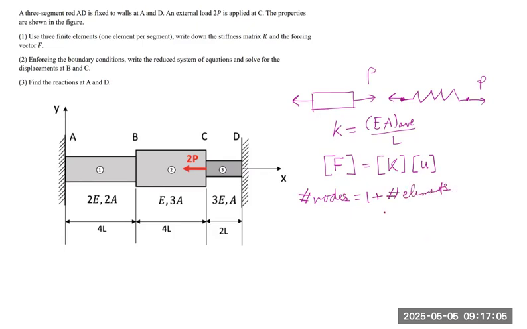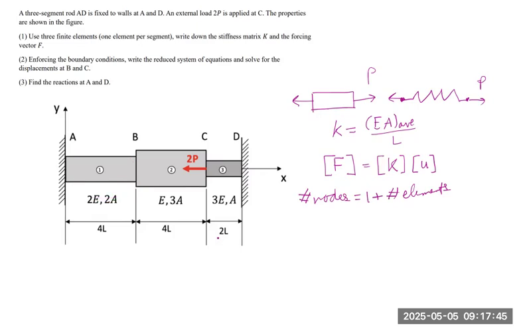Now, why is that? And what is an element? So when we talk about elements, we are talking about how many divisions we choose to give to our rod. So over here, since we want to use three finite elements, one element per segment, they already give us how to divide it into elements. So over here in this particular problem, AB will be the first segment, BC will be the second element, and CD will be the third element.